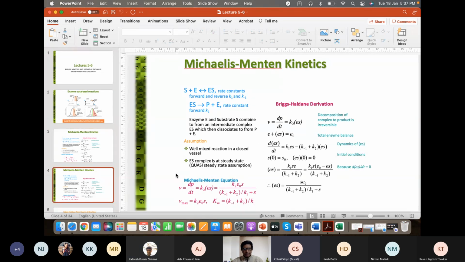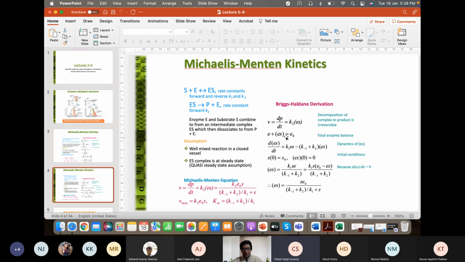Now we move one level up. Same set of equations, but you get what is called the Briggs-Haldane derivation. The Briggs-Haldane derivation is a more realistic derivation because it does not assume that this step is in equilibrium, but that this complex is at steady state. So the rate remains the same, which is based on this second reaction. V is dp dt, K2 times the ES complex.